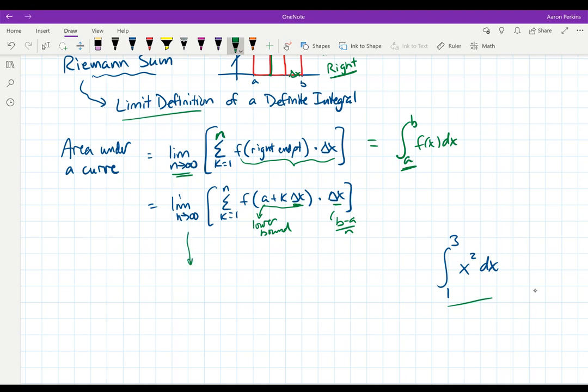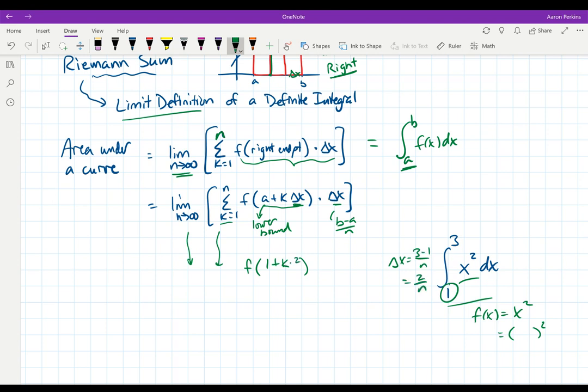So I'm going to skip writing the limit, and I'm going to skip writing the sigma because it takes time. We're going to focus on the f of part, okay? So here, f of x, it looks like, is x squared, right? So what does that mean? That means I'm taking my variable and I'm squaring it. So my f of a plus k times change in x, a being 1, sorry, not i, we use the letter k as our counter, because that's the counter that goes with our sigma. I'm going to multiply it by change in x. Well, what's change in x here? Well, change in x is going to be 3 minus 1 divided by n, or 2 over n.